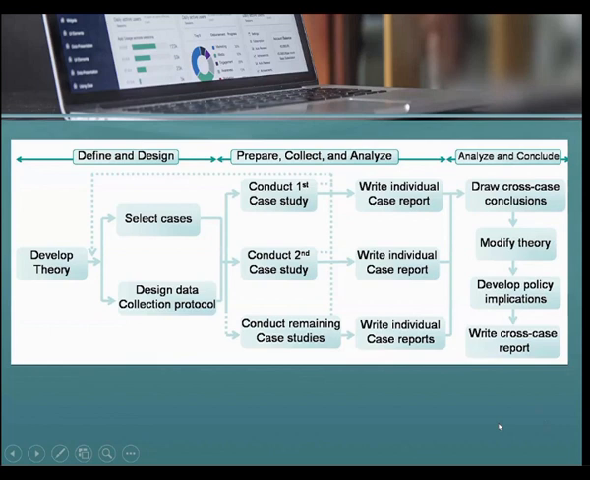So basically, this diagram shows how you relate the whole process of research in the case study method. You develop the theory. What theory? For example, the theory on the tsunami back in 2004. Then select the case study. Perhaps you do a case study of a city where it occurred.